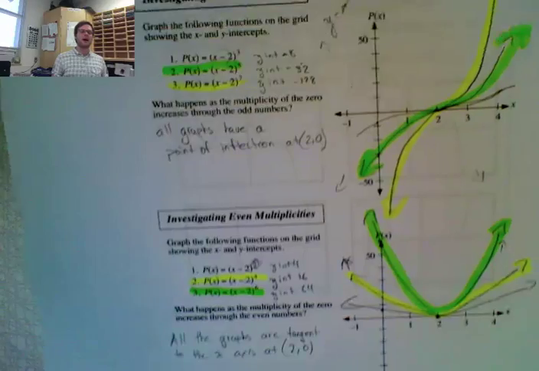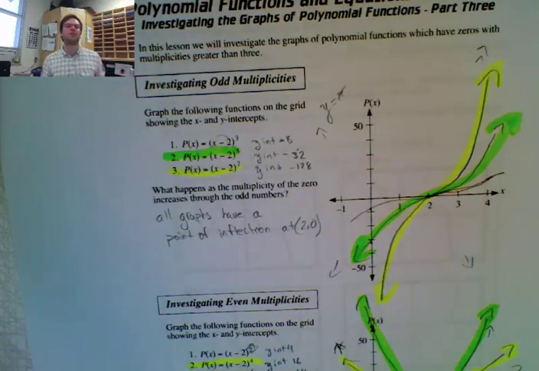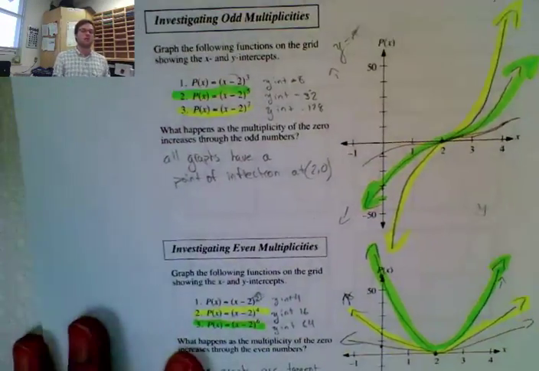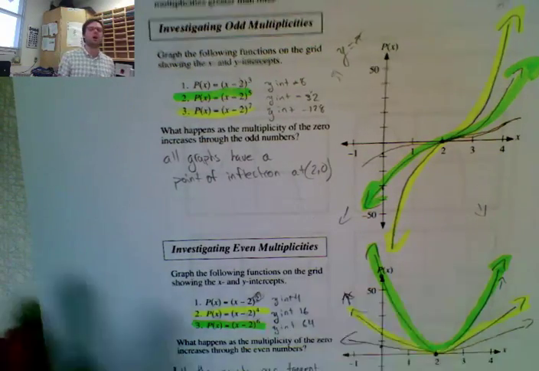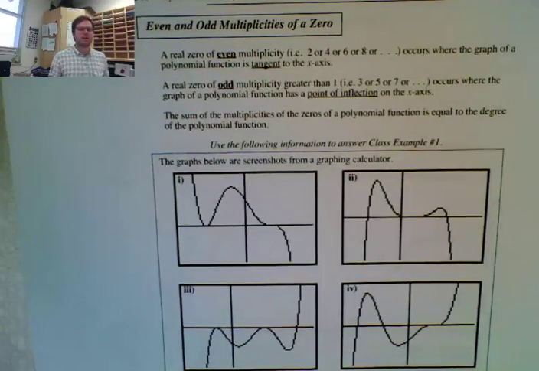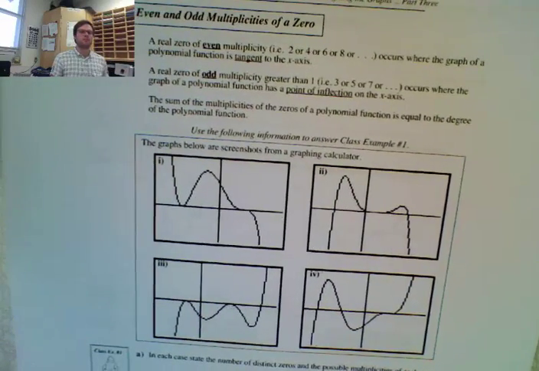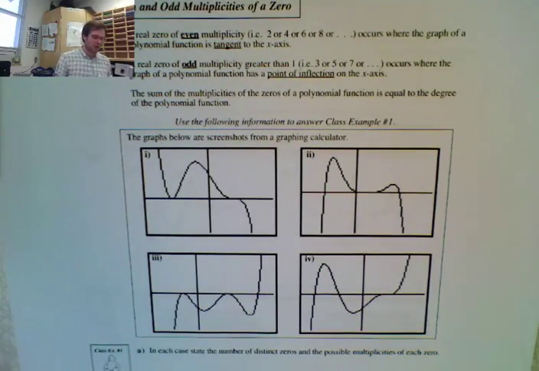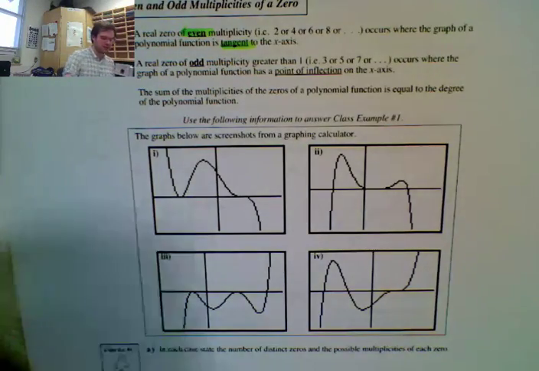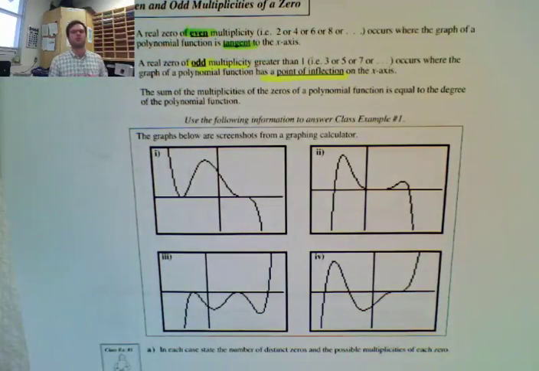So anytime we have even multiplicities, we're going to get a tangent to the x-axis, and every time we have an odd multiplicity, we're going to get a point of inflection. So my evens are touchers and my odds are sneakers. Okay, so now we're going to look at this part here. It says even and odd multiplicity. Every time we have an even, it is going to be tangent, like we said. Even multiplicity is tangent, and odd multiplicity is a point of inflection. Those are the key things.